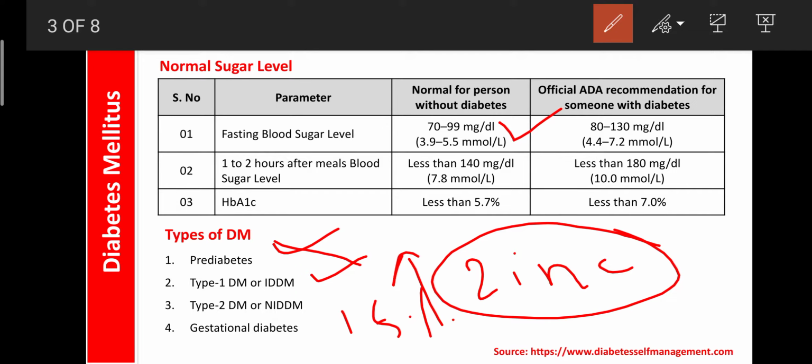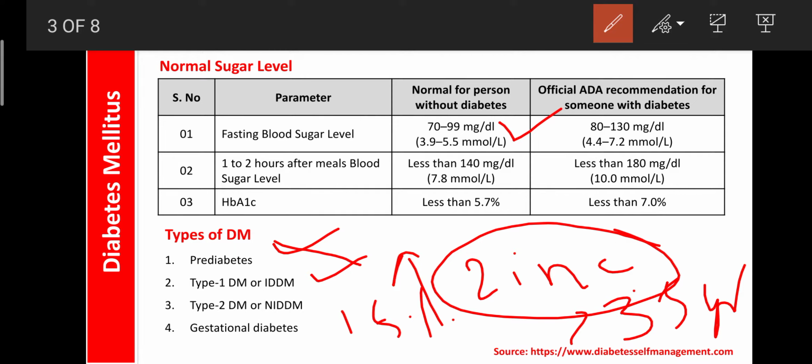And regarding type 2, the remaining more than 80% of the population, they are suffering from type 2 diabetes mellitus. Type 1 diabetes mellitus can occur at any age, even a newborn child can suffer from type 1 diabetes mellitus. But type 2 can be caused after 35 years of age. After 35 or 40 years, in adults only, type 2 diabetes mellitus can be caused.